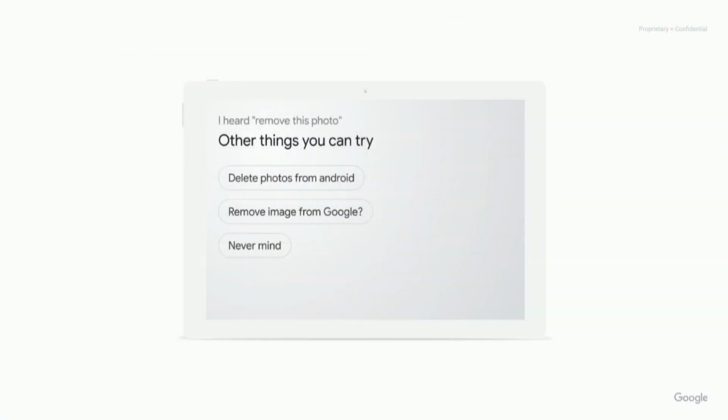Also, if it has some issue with the intent, it doesn't quite understand your intent, then it can come up with similar intents and see if maybe those will be helpful. The odds might be lower, but maybe it'll help out.